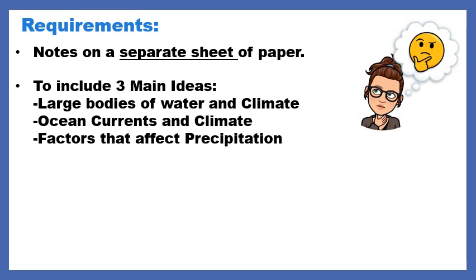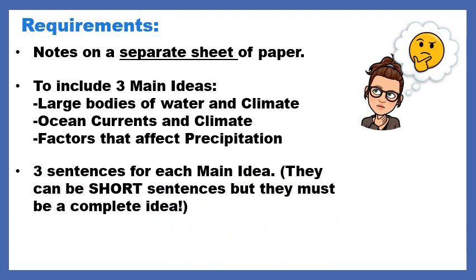All right, you need to include 3 main ideas. They must be large bodies of water and climate, ocean currents and climate, and factors that affect precipitation. For each main idea, you need 3 sentences. They can be short, but they must be a complete idea. So I like to say short, sweet, and complete. I'm not looking for you to write an essay, but I need your sentence to make sense.